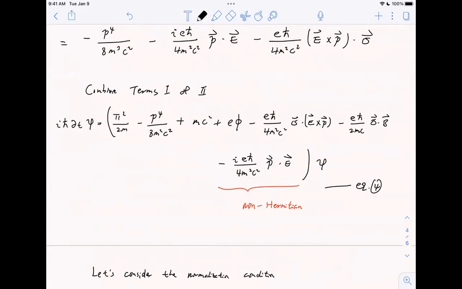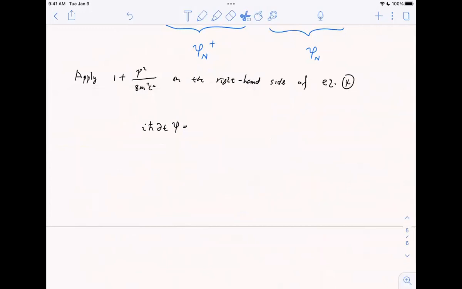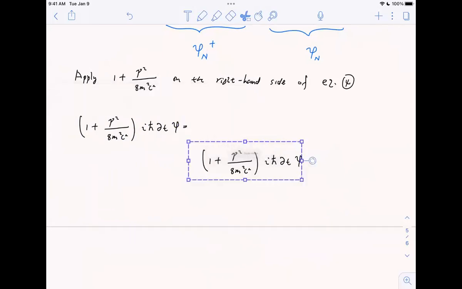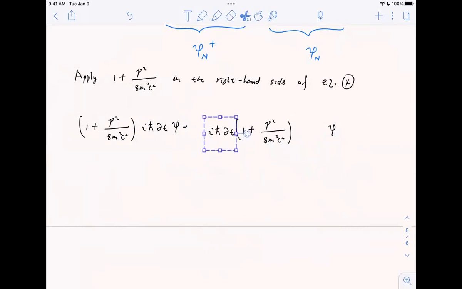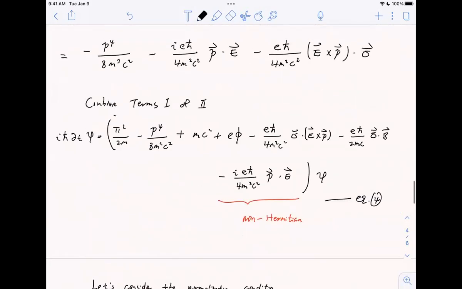So let's do it term by term. You consider the first term here. Then you just apply this on this. Then you can easily tell that they commute. So you can put this thing to the other side. Then you have the i h bar dt of the normalized wave function. So you do the same thing here. You put it on this term, on this term, on this term.